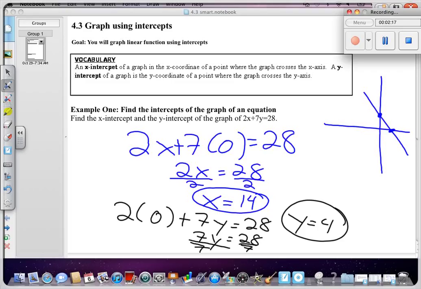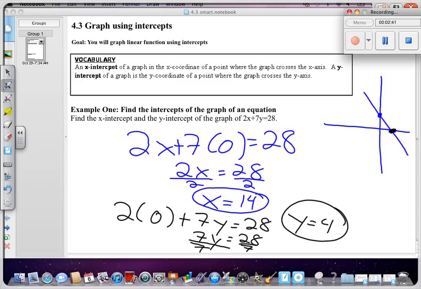So the first thing I do, Jason, is I'm trying to figure out where it crosses the x-axis, right? Where it crosses the x-axis. So I'm going to plug in 0 for y to figure out where it crosses the x-axis. So 0 times 7 gives me 0. So I get 2x equals 28. I divide by 2 and I get x equals 14.